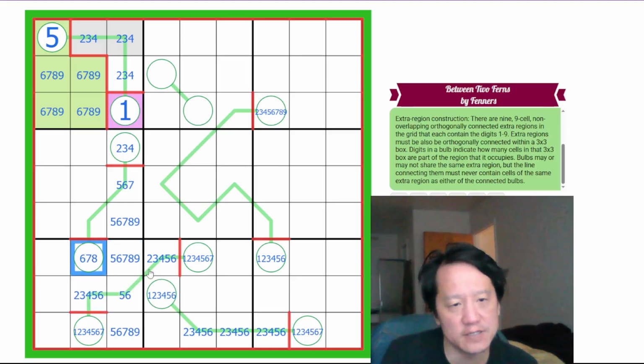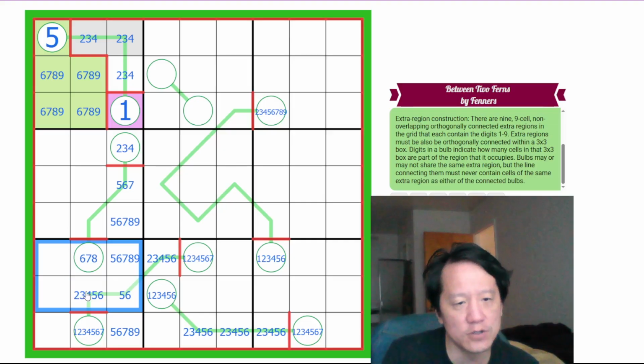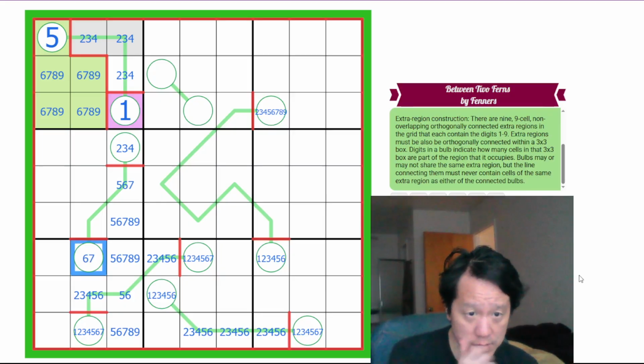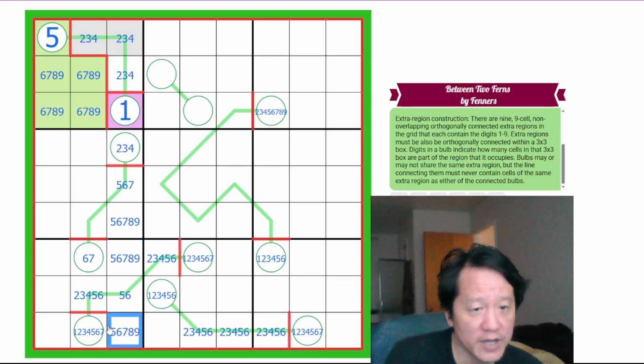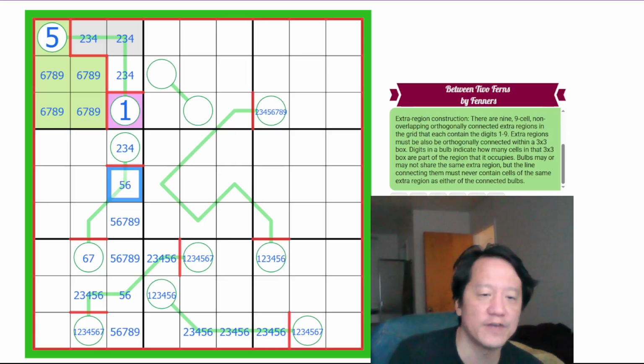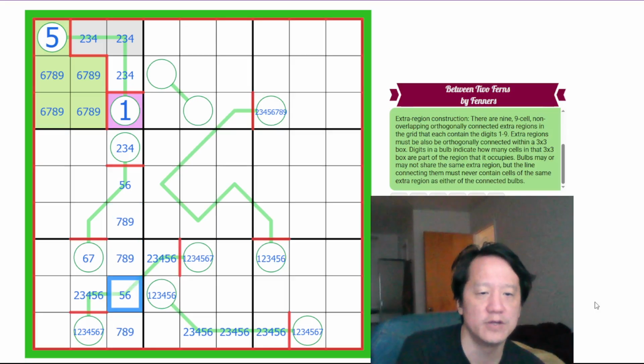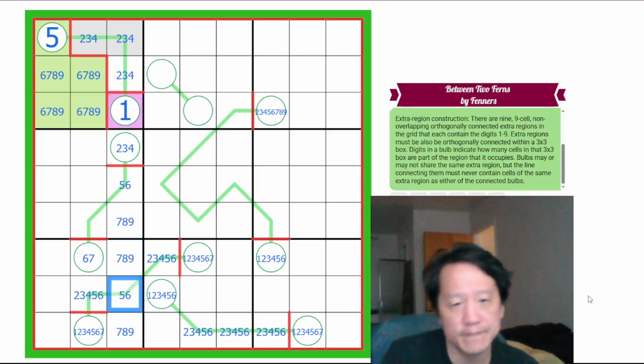If this is 8, the problem is all of these would be part of the same region, and this can't exit out. So this has to be 7 at most. And then this could exit out that way. 1, 2. So that means this can't be 7 here. We have a 5, 6 pair in column 3, which eliminates 5 and 6 in the rest of the column. So this is 7, 8, 9.